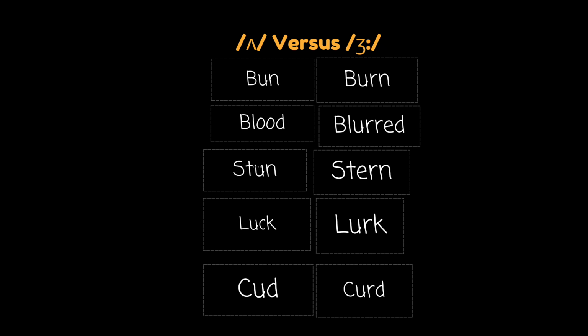In most cases, this first sound is mostly characterized by words that contain letter U in them, as in bus, as in cud. So, whenever you want to pronounce words that contain letter U, they are mostly going to contain this sound. Okay, so we have ban and burn, blood and blurred, stun and stern, luck and lurk, cud and curd. So those are the differences between those two sounds.